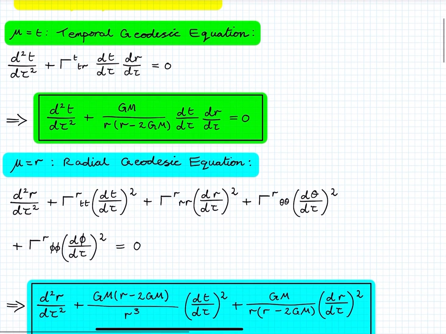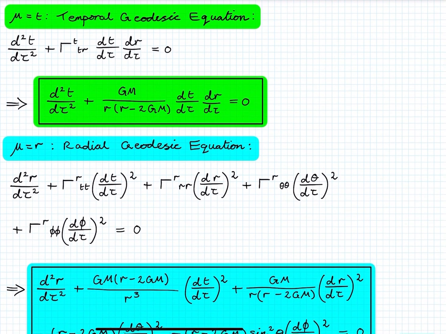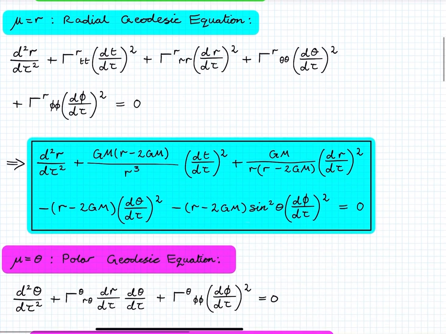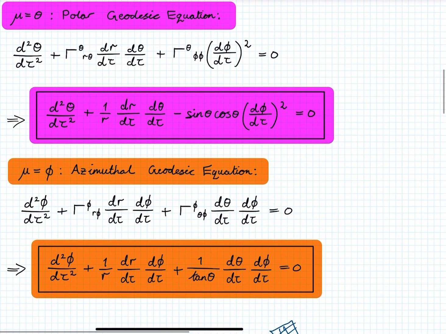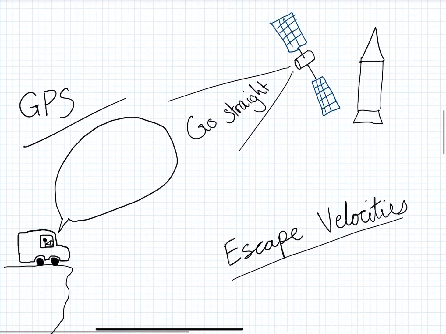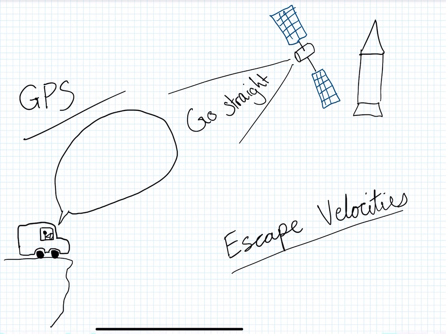By plugging in our time coordinate for mu, we get our temporal geodesic. For r, we get our radial geodesic. And then we have two angular geodesics, the polar and the azimuthal geodesics. Now, the relevance of these geodesic equations is that they describe specific aspects of motion in Schwarzschild spacetime.